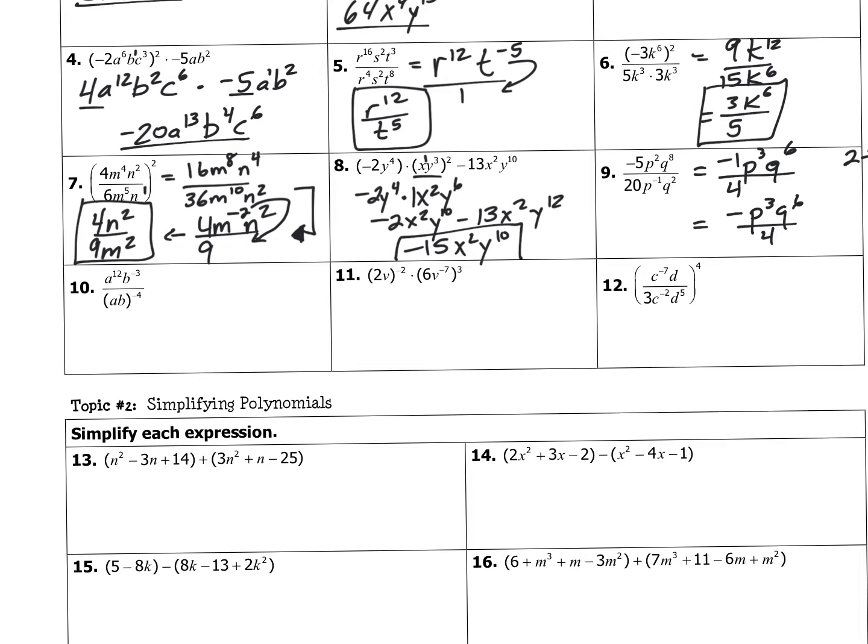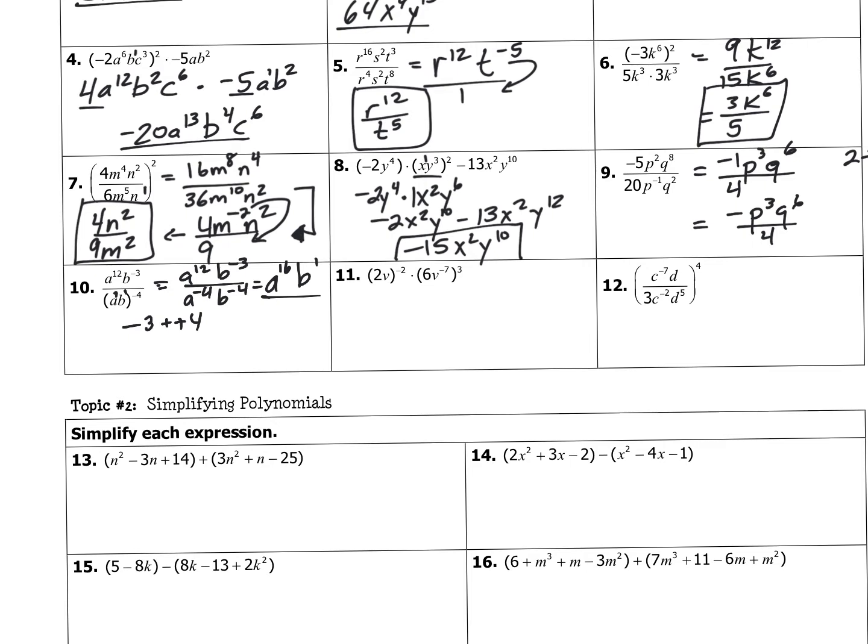Number 10, power rule in the denominator. So in the numerator, we still have a to the 12th, b to the negative 3rd. But in the denominator, we have a to the negative 4, b to the negative 4. Okay. a to the 12th divided by a to the negative 4th, that's 12 minus negative 4, which is going to be a to the 16th. And b to the negative 3rd minus negative 4. Remember, that's like negative 3 minus negative 4, which changes to plus a positive. So that's going to be b to the 1st, or just b. And that's simplified. That was awesome and easy.